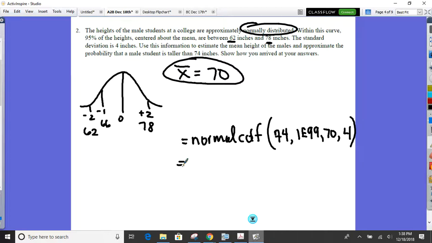We've been working with percent, so let's keep it that way. Round to the nearest tenth of a percent. So what's the chances a student is 74 inches or taller? About 15.9%. Yep.